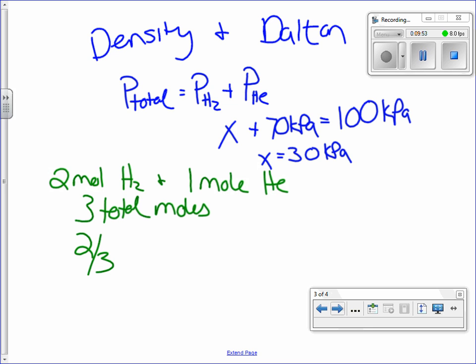Okay? So 2/3 of the total pressure is hydrogen, and 1/3 of the total pressure is helium. If my total pressure is 3 atmospheres, and my partial pressure of hydrogen is 2 out of 3, because 2 of the 3 moles are hydrogen, times the total pressure.